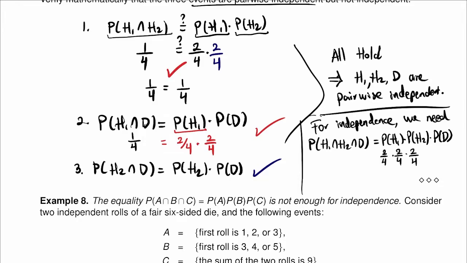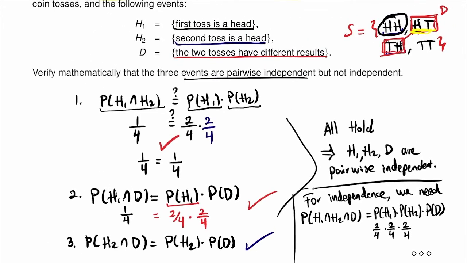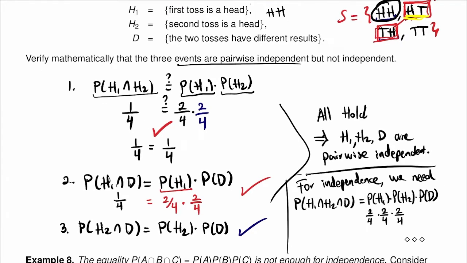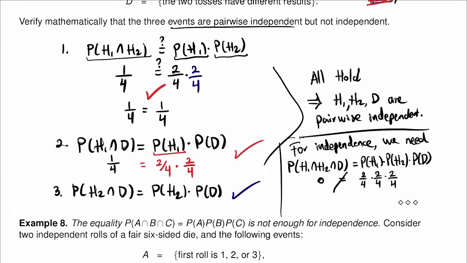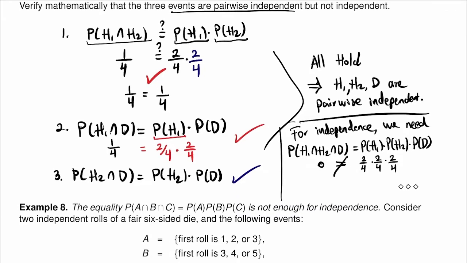But the probability of the intersection, that is, the first toss is heads, the second toss is heads, so we need the element HH, and the two tosses have different results. Basically this event doesn't contain the element HH, so this is 0. So these two probabilities are different, so this condition doesn't hold.